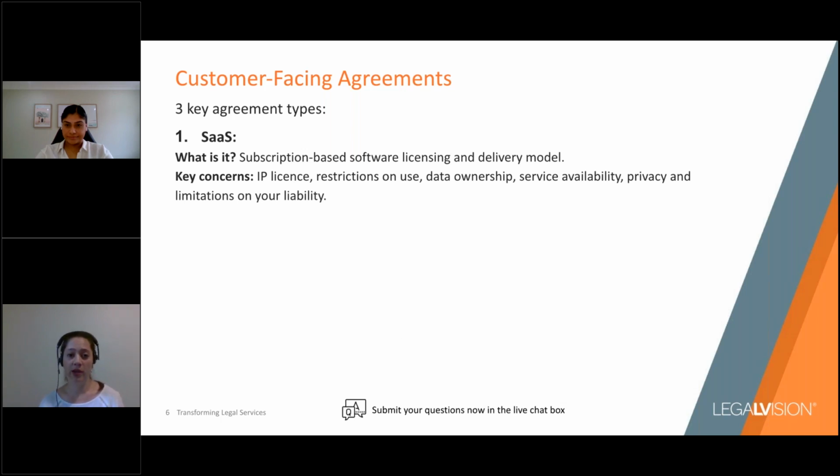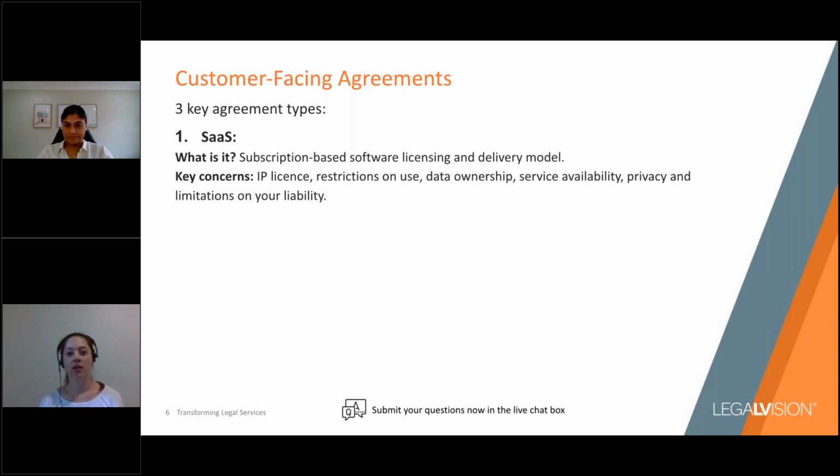Privacy will also be a key concern for a lot of your customers. If they are putting personal information into your SaaS product, they'll want to know that you're going to look after it. And you'll also want to know that they're only inputting information that they have a right to input. So if they're putting in information about their customers or someone else, a third party, you'll want that promise from them. And of course, you can use the contract to limit your liability.